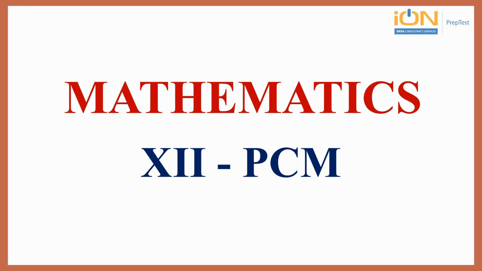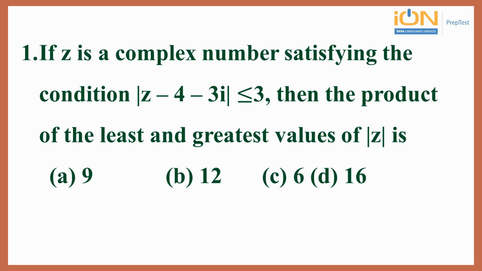We shall discuss the detailed solutions of Benchmark Exam 1, Mathematics 12 PCM. Question number 1. If Z is a complex number satisfying the condition mod of Z minus (4 plus 3i) less than or equal to 3, then the product of the least and greatest values of mod Z is option A 9, option B 12, option C 6 and option D 16.